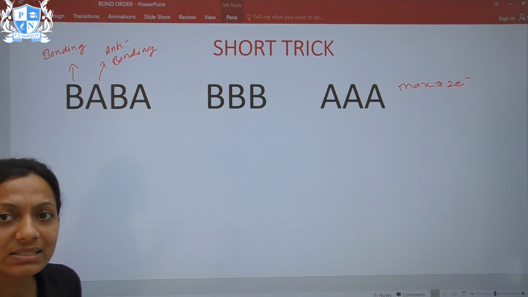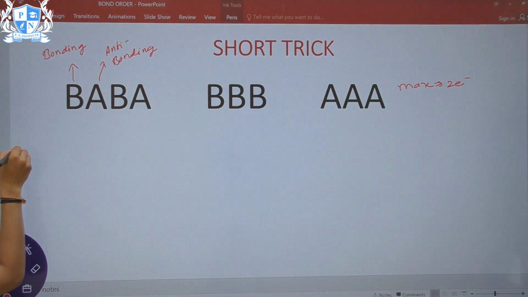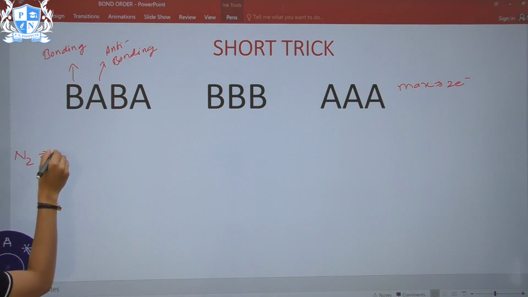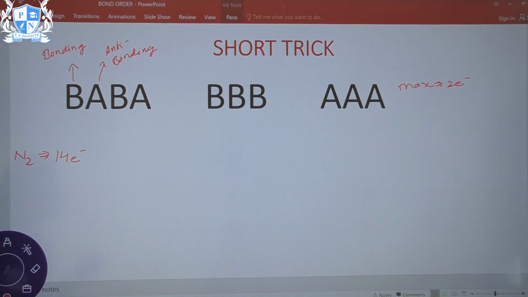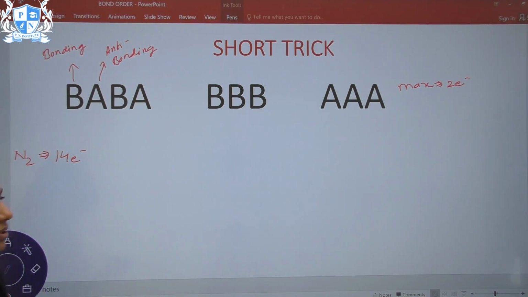Okay, now we will take some examples to see how this trick works out. Suppose I want to find out for nitrogen. So total how many electrons are there in the nitrogen molecule? We are having 14 electrons. So we will fill up the electrons in this manner to have a total of 14 electrons.